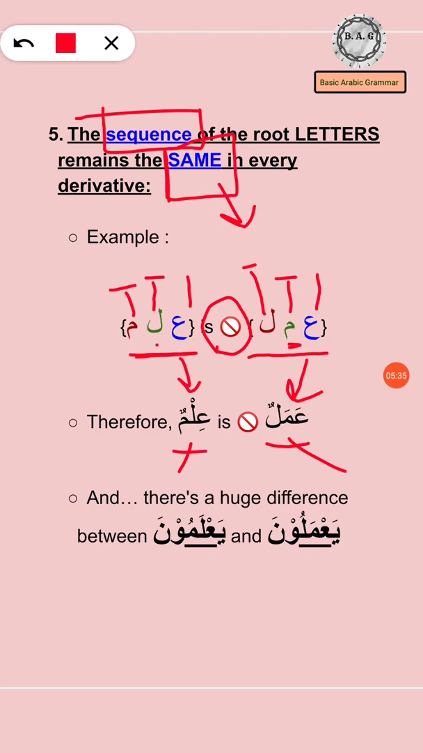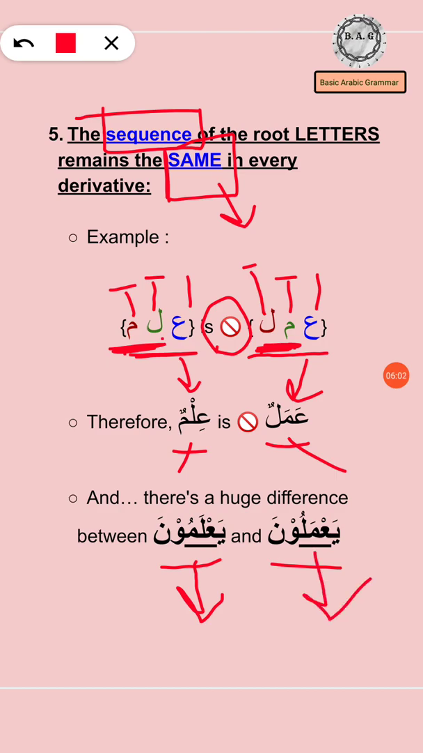Okay, so these two are not equal, and the only difference between these two is the sequence of the last two root letters. It is lam meem in knowledge and meem lam in action. And therefore there's a huge difference between ya'lamuna and ya'maluna. Ya'lamuna is all of them know, ya'maluna is all of them do.